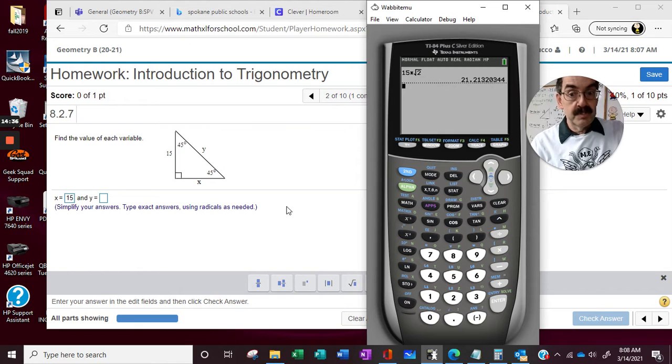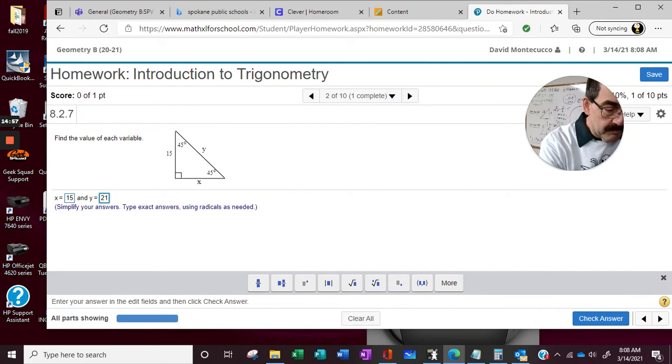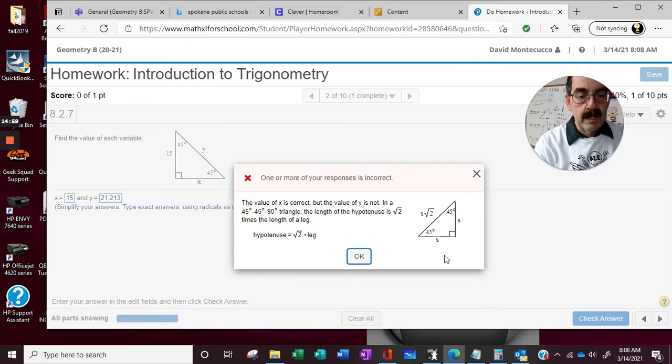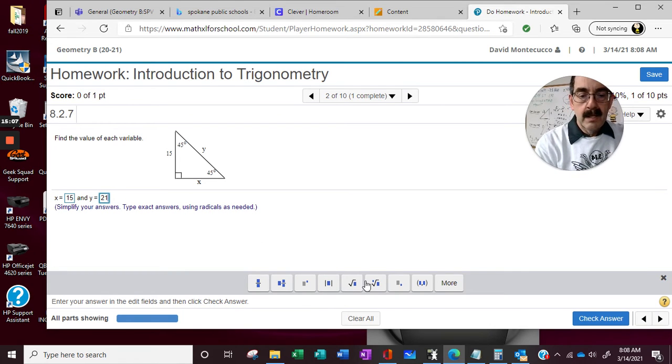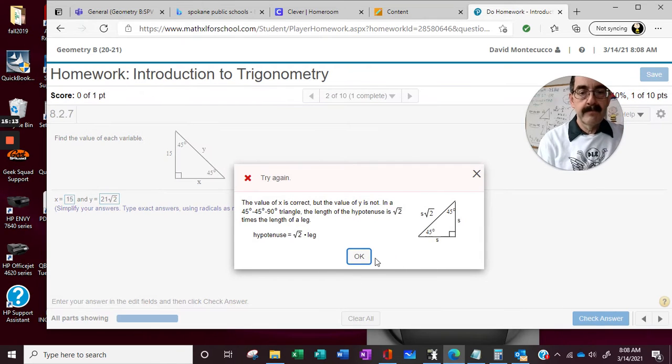What if you actually use the Pythagorean theorem? 15 squared plus 15 squared equals y squared. So we have the square root of 15 squared plus 15 squared, which is 21.213. Check it. It doesn't like it because it wanted 15 square root 2.